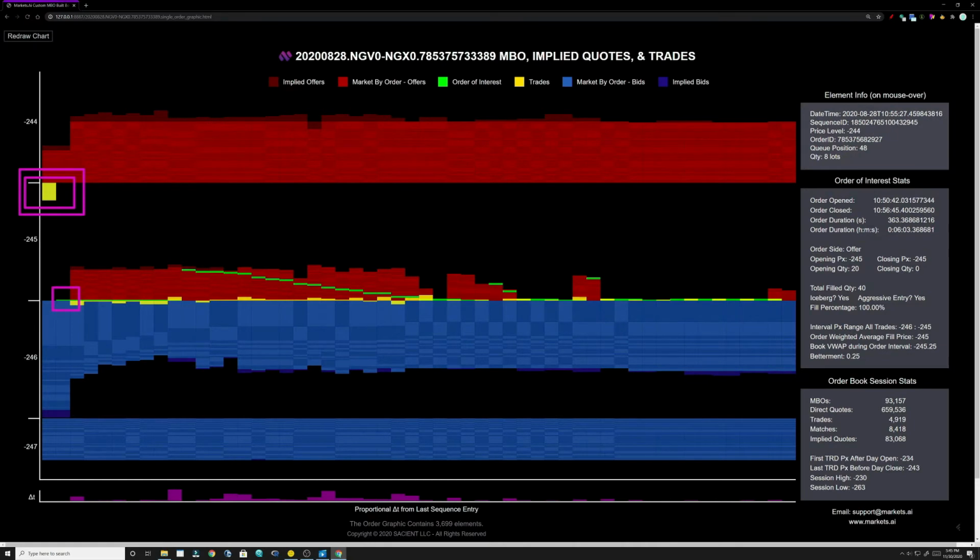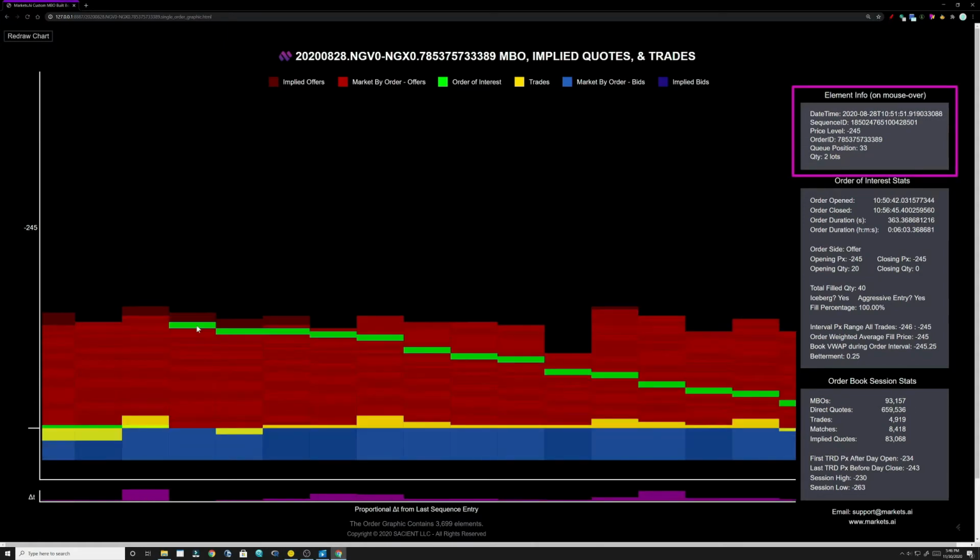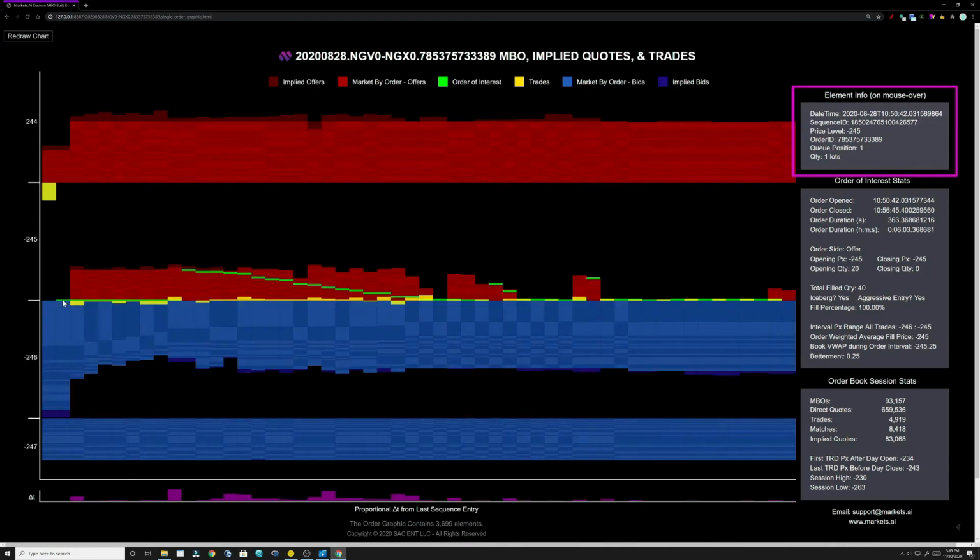Meanwhile, everything is getting hit and we're not getting filled. Finally, somebody lifts our one lot that's been resting, and what goes on the back of the book? 2 lots. And you can note it is at the back of the book. The only thing behind it is the implied offer at the same price level.